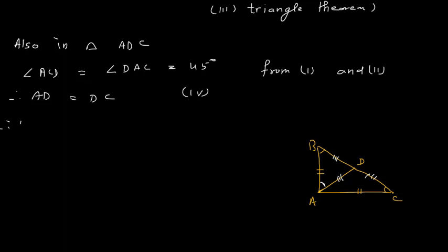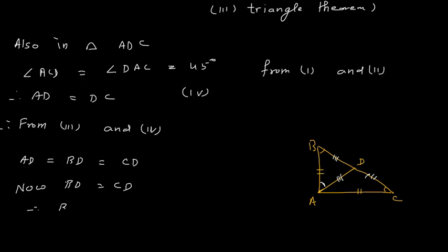So therefore, from 3 and 4, we have AD is equal to BD is equal to CD. So AD is equal to BD equal to CD. Okay. Now this BD is equal to CD. So therefore I can say that BD is equal to CD.